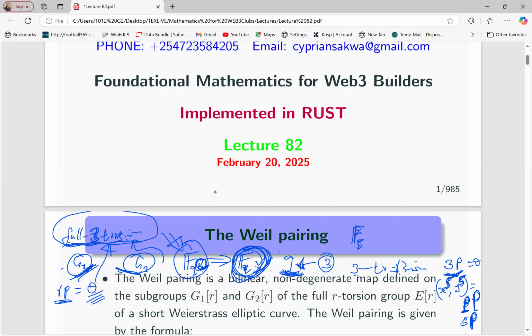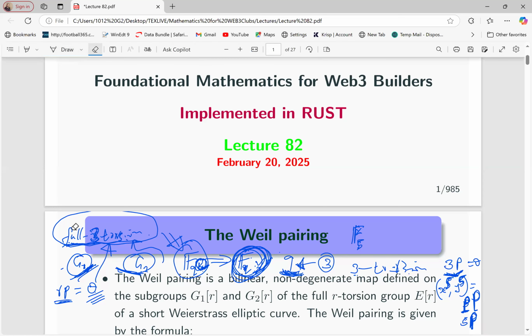And we looked at this process last time. So all points that will fulfill this condition would form the G2 group. So that is how we got the G1 and G2 groups that we are supposed to be using today.